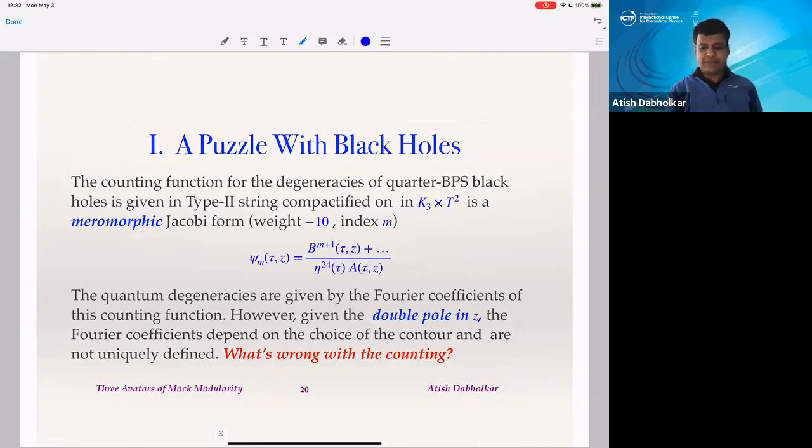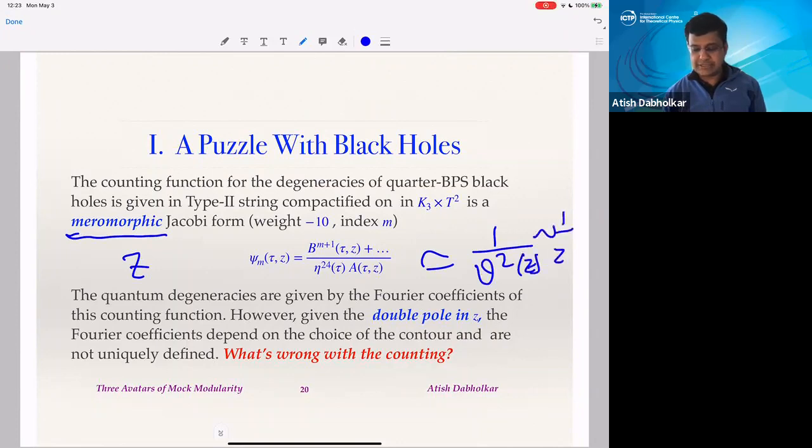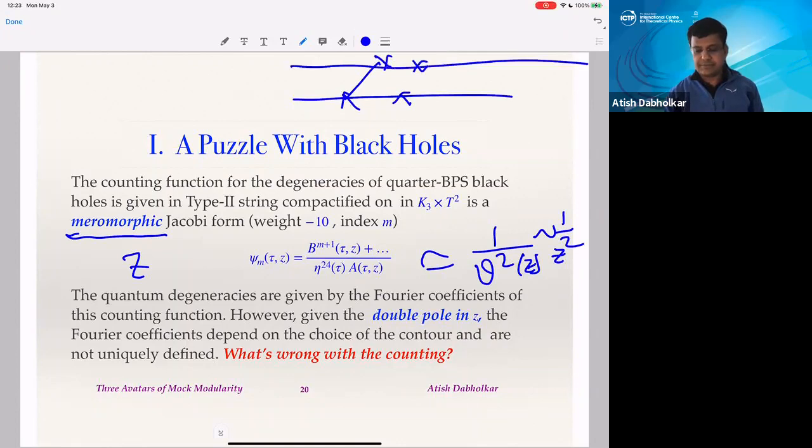And this puzzle was the following, as some of you have seen me give talks on this: a counting function for the degeneracies of some special quarter BPS black holes in some particular compactification of string theory is actually given by a meromorphic Jacobi form. Meromorphic in z, because, if you remember, it goes as theta squared of z, and therefore it has a double pole at z equal to 0. In fact, it has poles at all the images of z equal to 0 in the complex upper half plane. So this is a function which has poles all over the place.